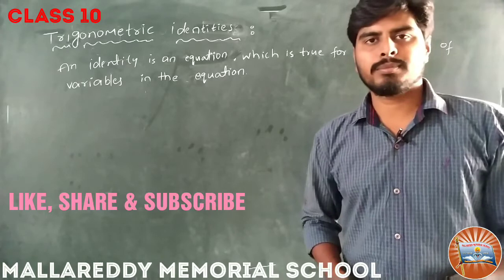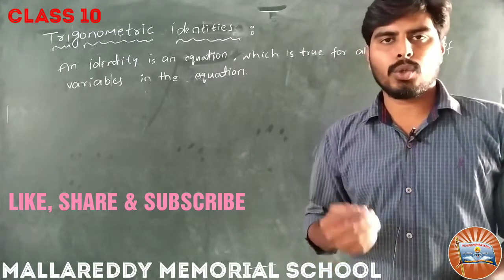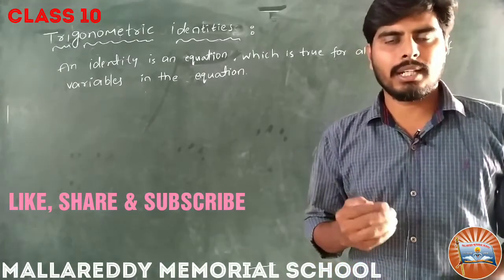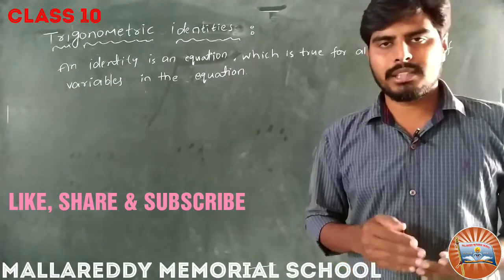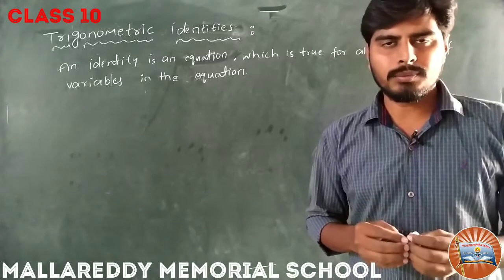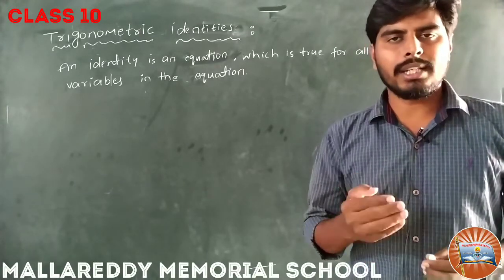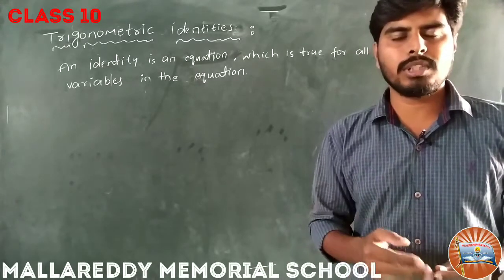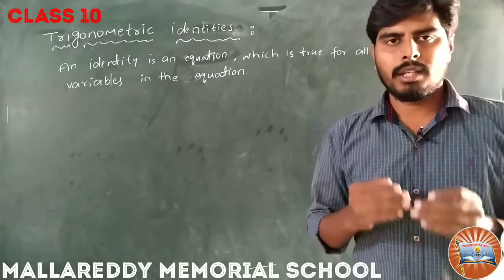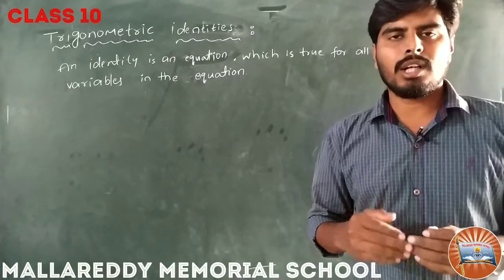Hello everyone. Now we shall start a new topic, trigonometric identities. We have already known some algebraic identities. What is an identity actually? An identity is an equation which is true for all the values of variables in the equation. It means it is true for all situations.